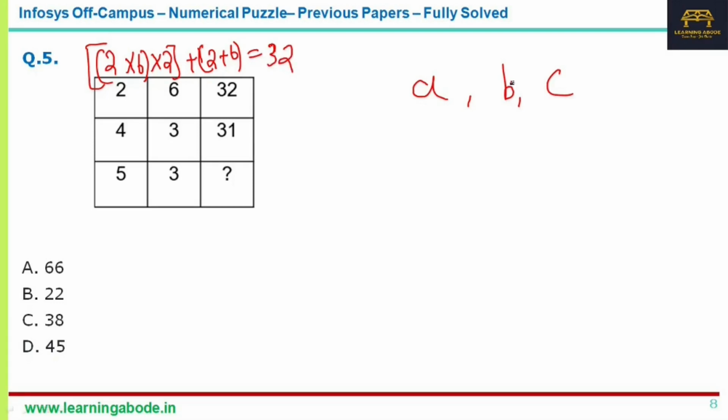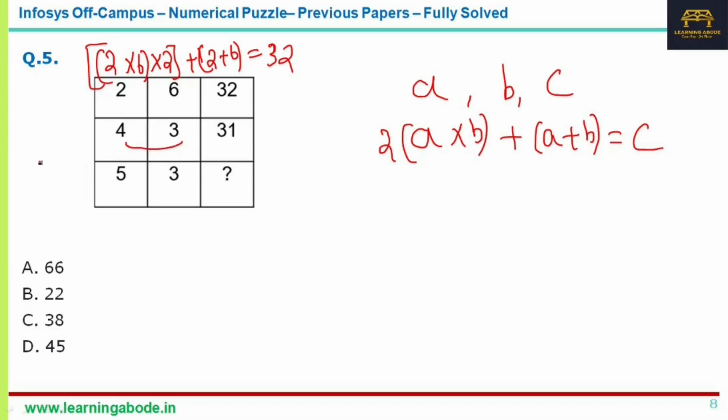32. So if you have to write it in variables, it is A into B, that is 2AB plus A plus B. Now that is equal to C. Similarly, here 2AB is 24, I'm sorry, 2AB is 24, plus A plus B is 7. So that's 31.